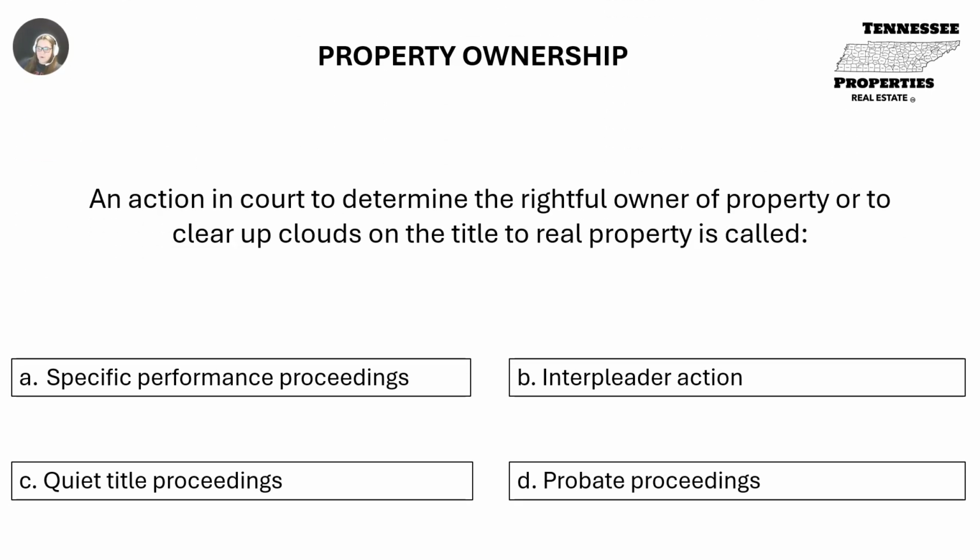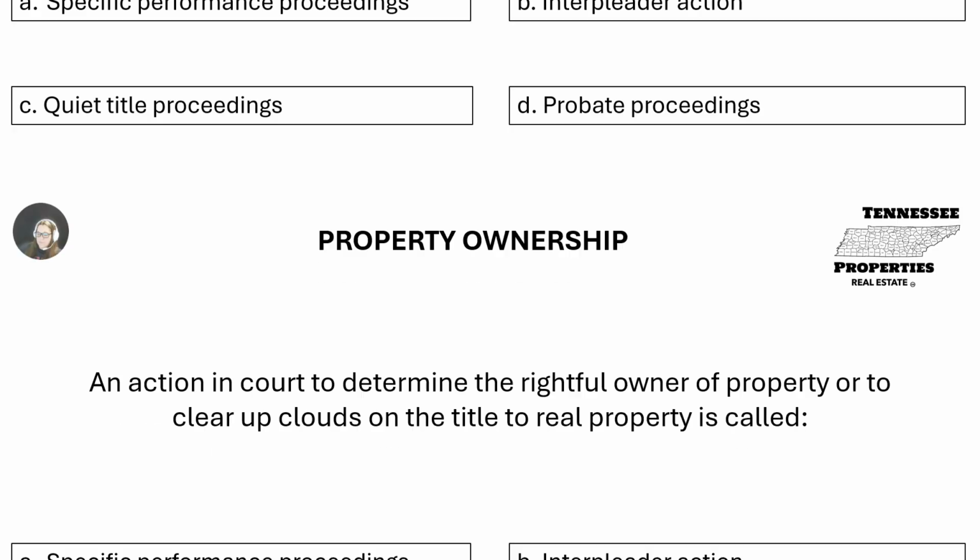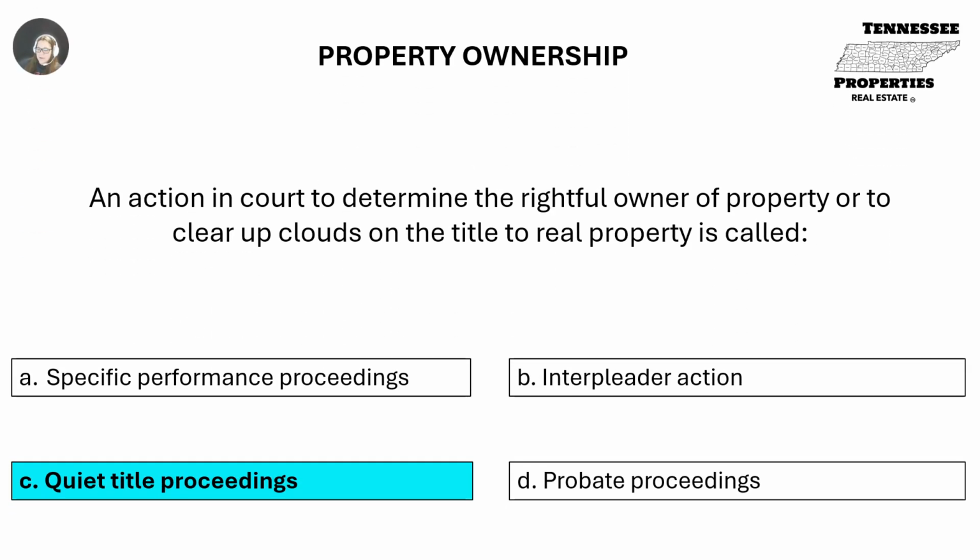An action in court to determine the rightful owner of a property or to clear up clouds on the title to real property is called A. Specific performance proceedings, B. Interpleader action, C. Quiet title proceedings, or D. Probate proceedings. C. Quiet title proceedings.